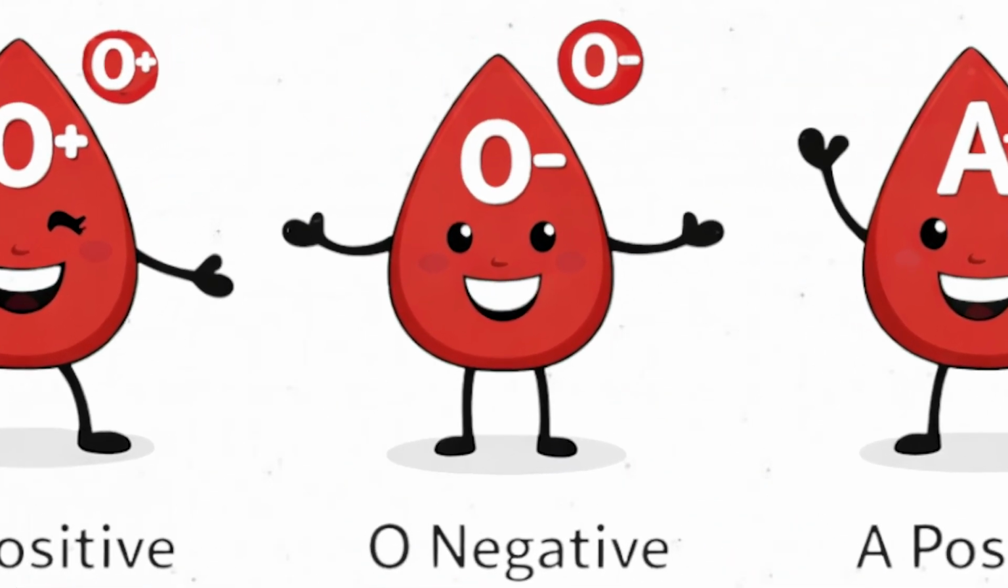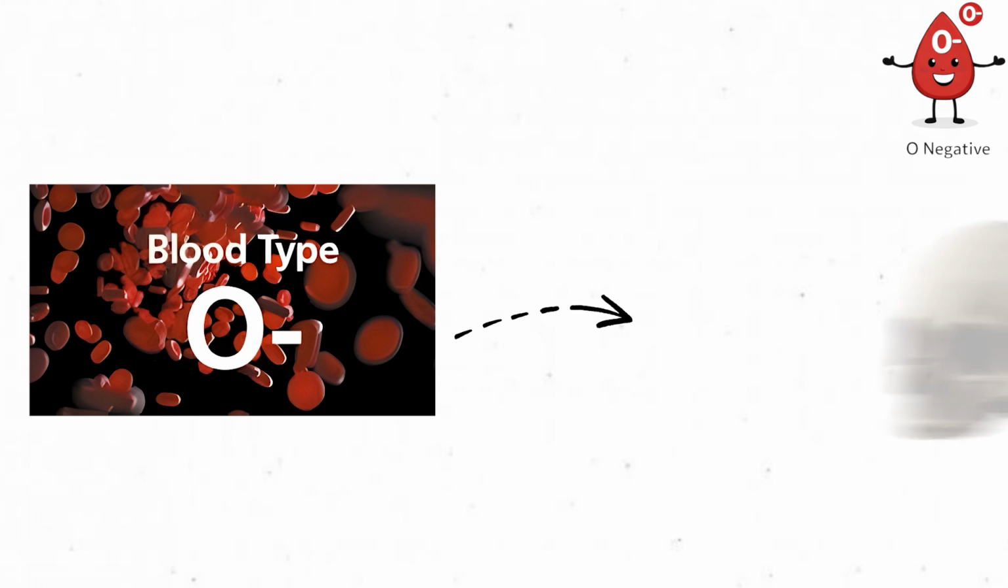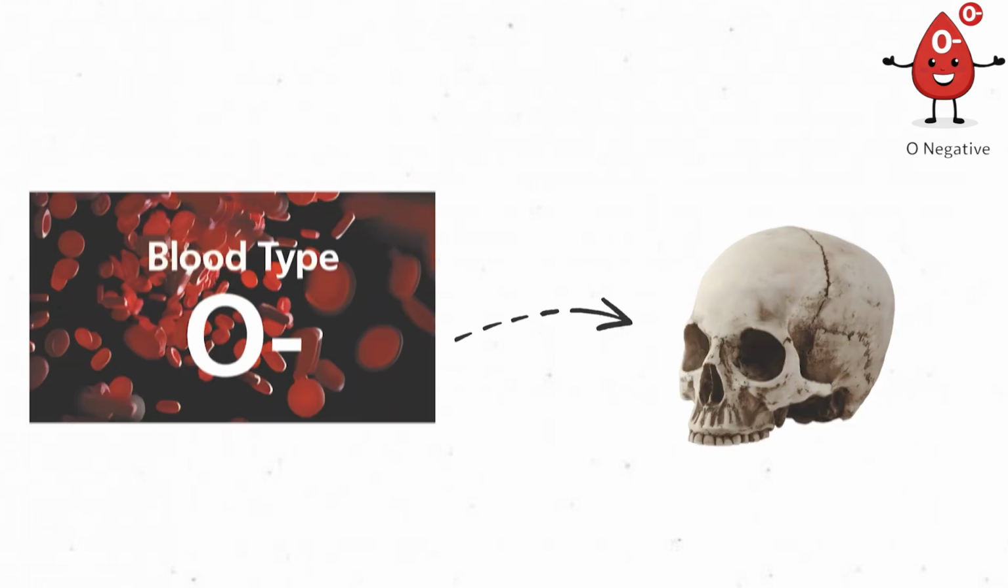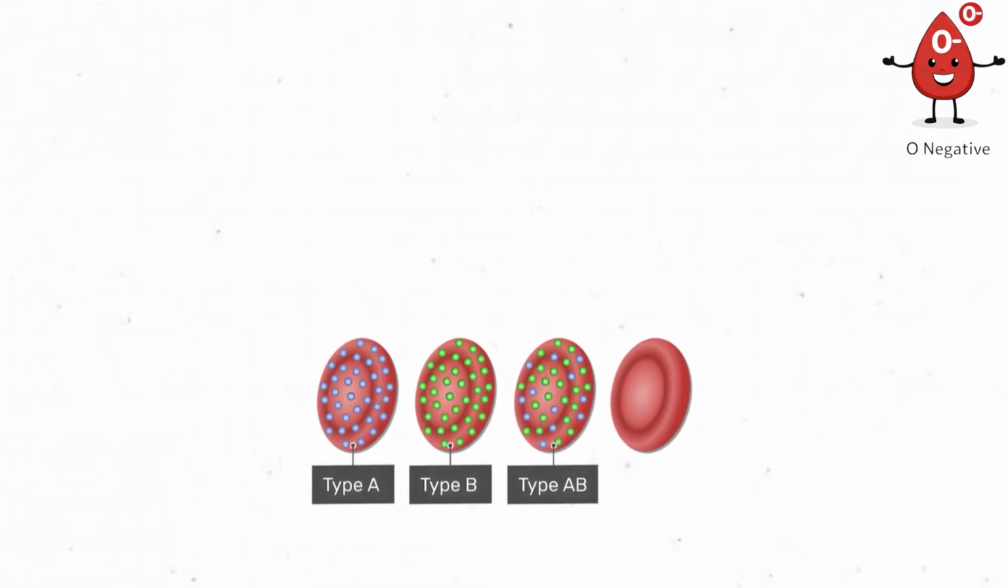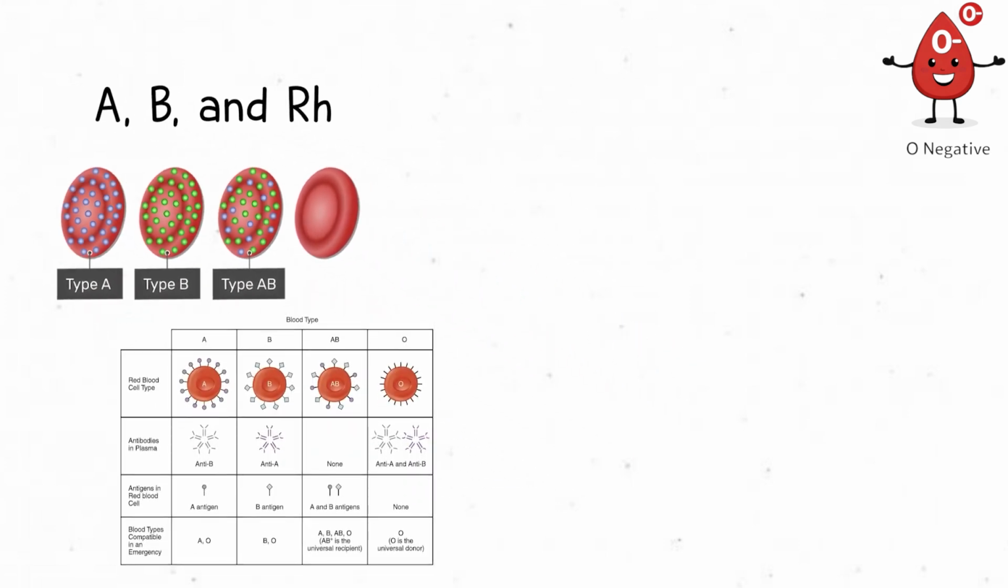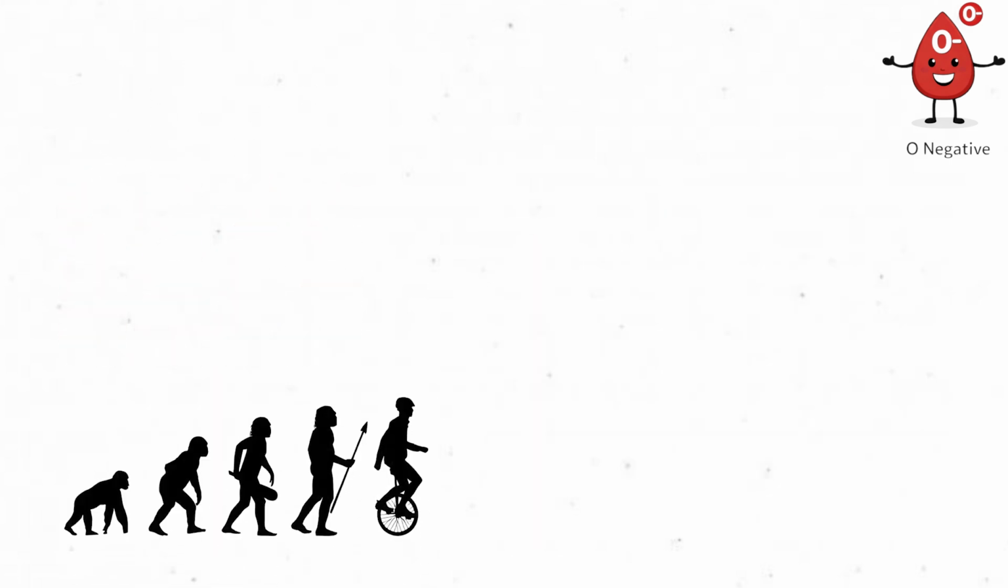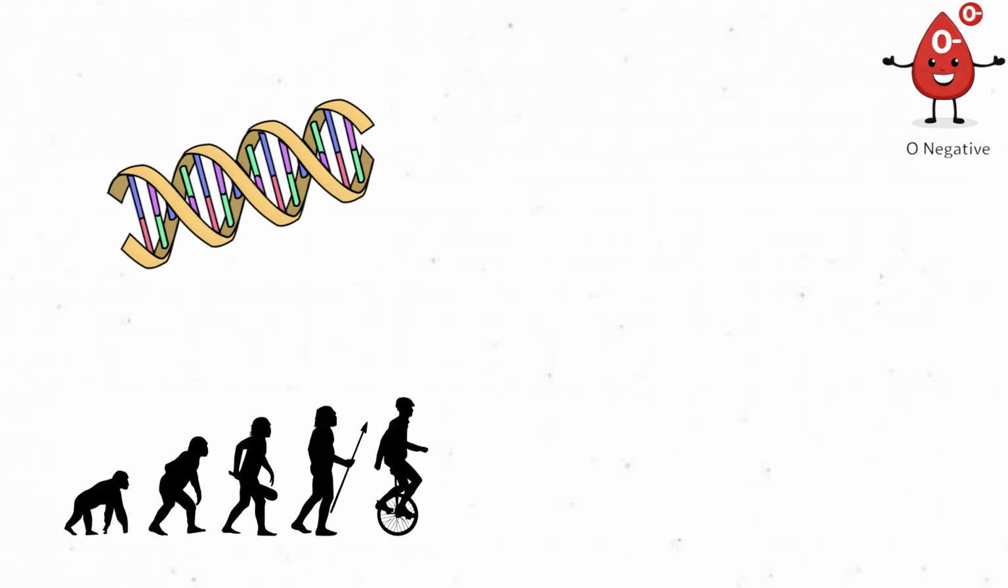O negative. Type O negative represents an ancient and genetically streamlined survival strategy. It lacks all three major blood antigens, A, B, and Rh, making it the most antigen-neutral blood type in human evolution. This configuration likely arose early and persisted through genetic isolation.